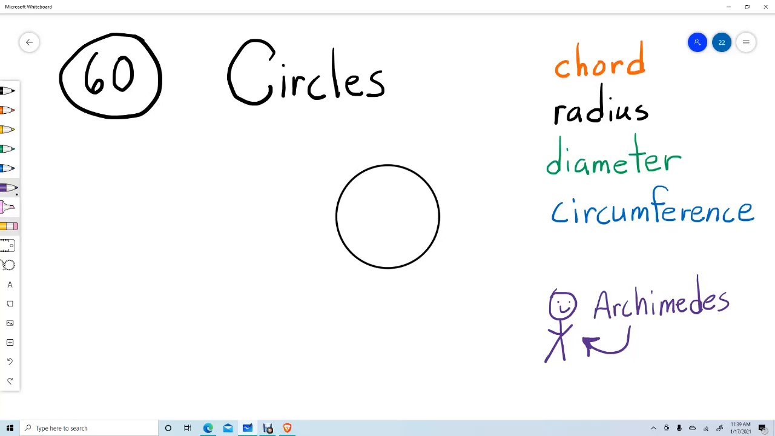Okay, so starting off, I have 4 terms here on the right-hand side. Chord, radius, diameter, and circumference. What do all those mean? All right, if you like my perfect circle, I finally got smart and copied one off the internet and pasted it in here. Instead of trying to draw my own, I tried once. It was a disaster. Okay, so what is a chord?